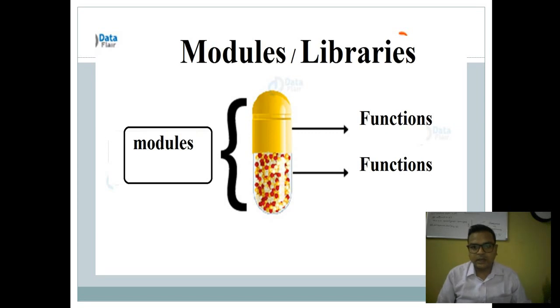Clear? So these all are similar functions. Salts are similar functions, and we have combined them in a capsule, and then we have named that this capsule is a module and this capsule is a library. So this is the simplest way to define the module.